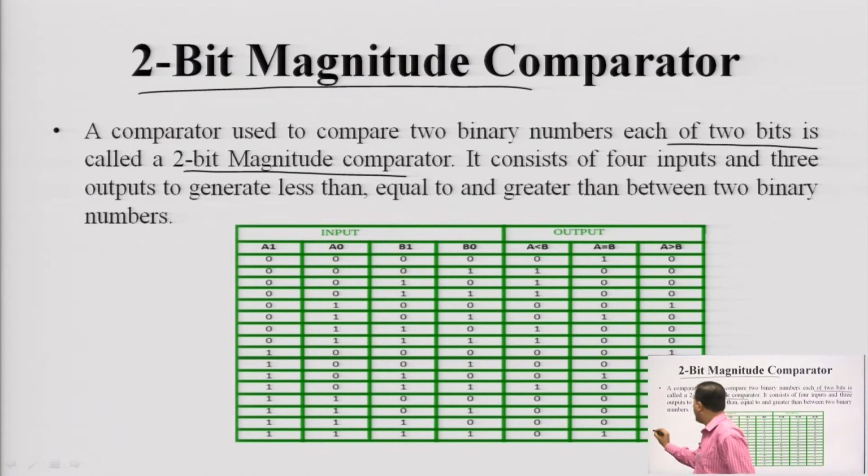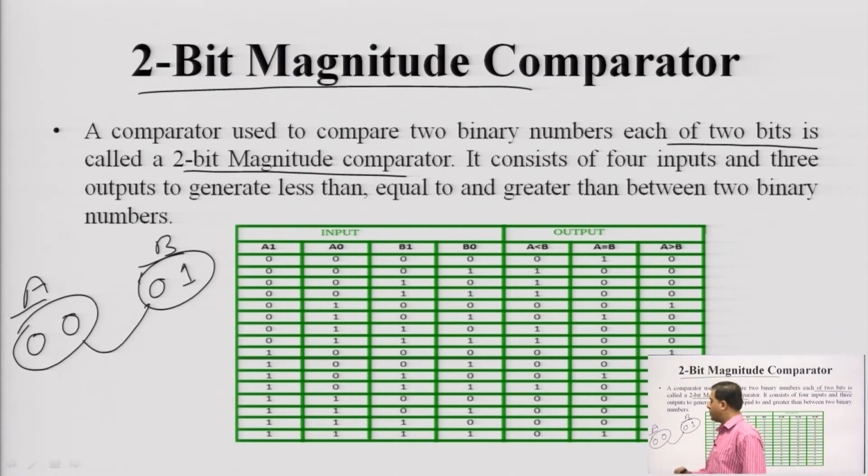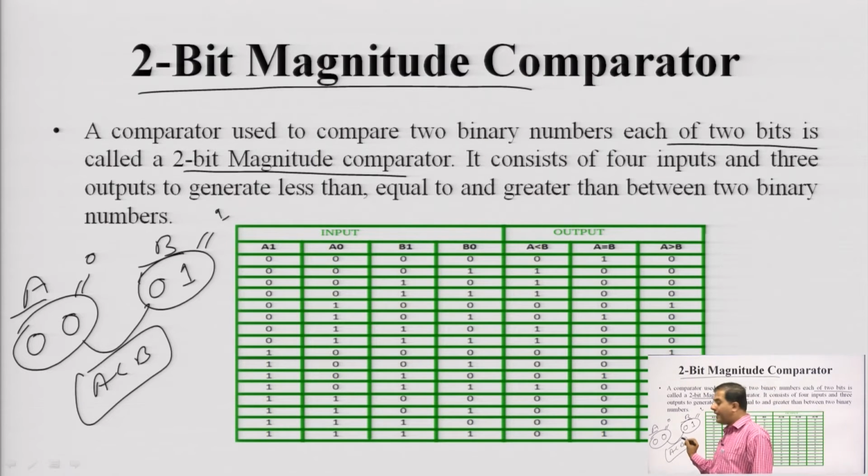Like that, suppose one combination here is A and B. A is 0 0 and B is 0 1. So, now we will compare these two. See, A is 0 0 and B is 0 1, which means A less than B, right, because 0 0 in decimal is 0 and 0 1 in decimal is 1. So, 0 is less than 1, so we are having A less than B. This concept we are going to use, and we will implement the truth table for the 2 bit magnitude comparator. Okay.